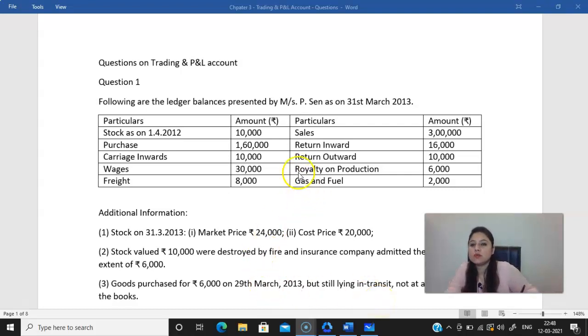Question number 1 says that the following are the ledger balances which have been presented by Messrs. P. Sain as on 31st March 2013. These are the particulars and this is the amount that has been given. We have stocks, purchases, carriage inwards, wages, freight. According to the nature of these items, after going through the additional information that has been given, we have to draft the trading account.